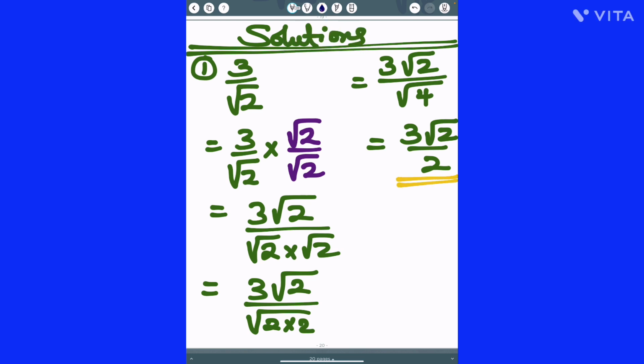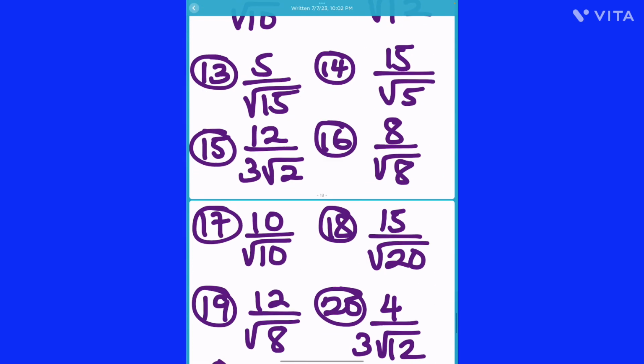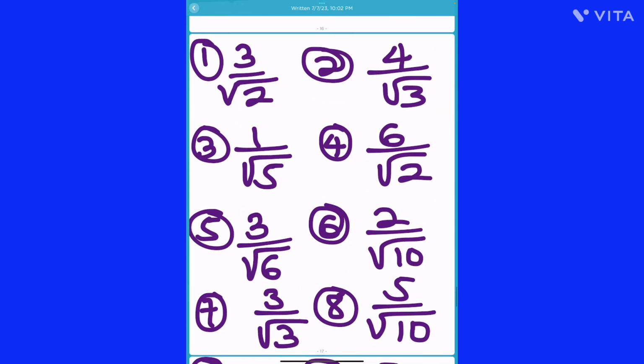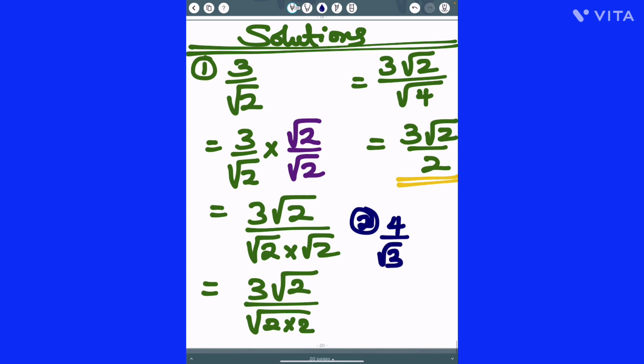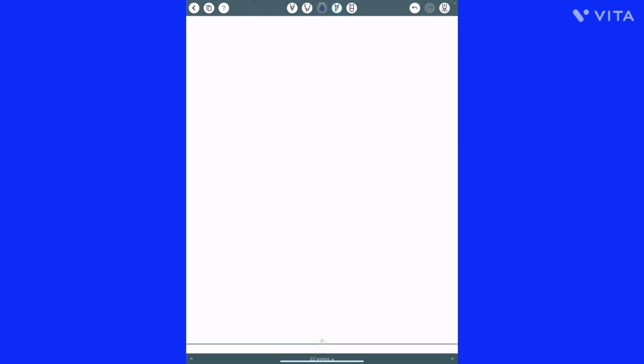In question 2, it says we should rationalize 4 over root 3. So I can be fast now that you are familiar with it. 4 over root 3. All we have to do is multiply both the numerator and the denominator by the surd on the denominator side, which is root 3. So that gives us 4 times root 3, which is 4 root 3. Root 3 times root 3 is going to give us root 9.